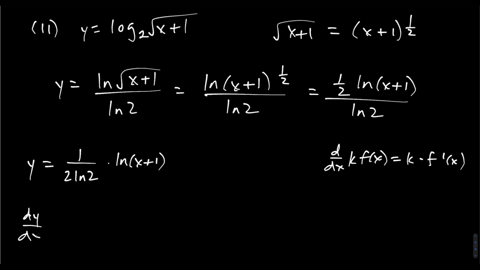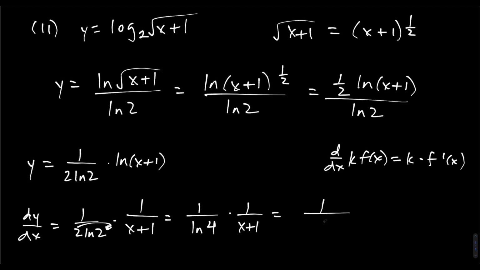So then dy dx, we just leave this alone, the constant, and we multiply by the derivative of natural log of x plus 1, which is 1 over x plus 1. Technically, I could do the chain rule here, but the derivative of the inside is 1, so I could just leave it like this. And I could leave my answer like this, but a little bit of nice algebra we could do is we could send that 2 back in as an exponent, and we'll get 1 over natural log of 2 squared, or natural log of 4, times 1 over x plus 1. And if we simplify this into a single fraction, this is 1 over ln 4 times x plus 1.